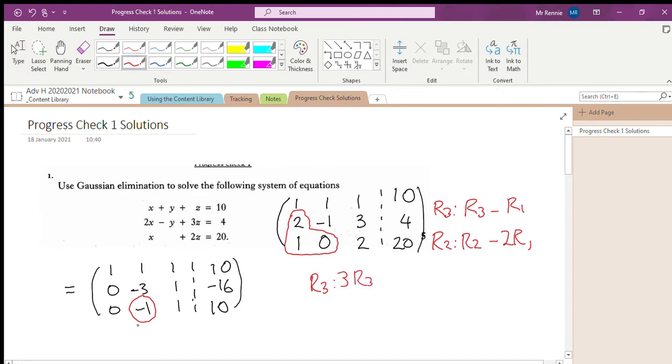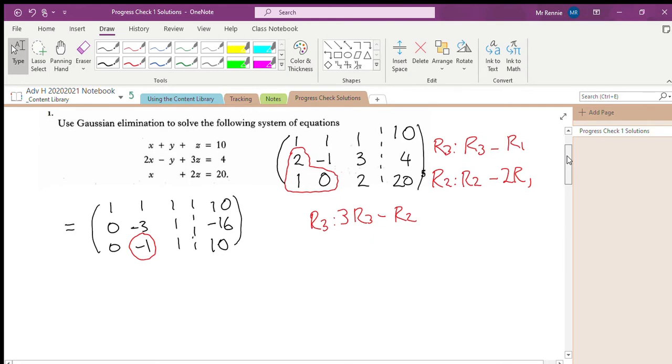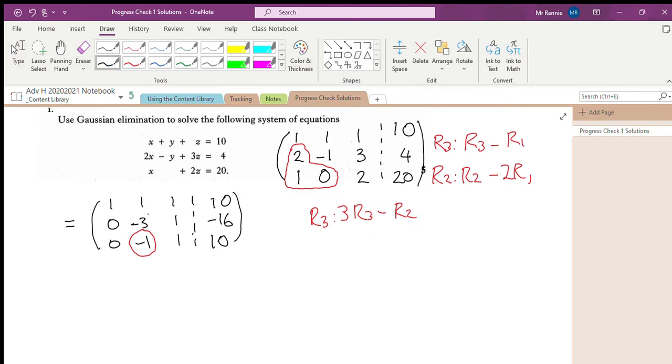Okay, so that I can make that into a negative 3, and then I'll take off row 2. So that'll be take away negative 3, which will then give me back to 0. Okay, so that's how I'm going to solve that augmented matrix there. Okay, I'm going to do 3 lots of row 3, subtract row 2.